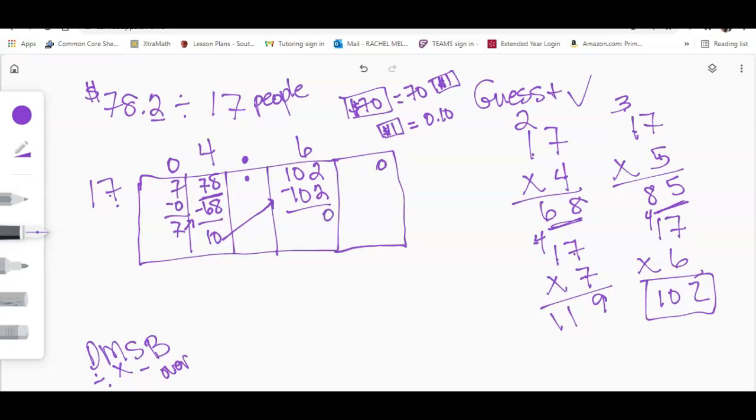And here's what I was talking about. I don't even need this column, do I? Sure, I can bring this over here, and I can say, oh, nope, we don't have anything. But really it's just a whole bunch of nothing, right? So in this case, I didn't actually need that last column, but my answer is the same. So I have $4.60.